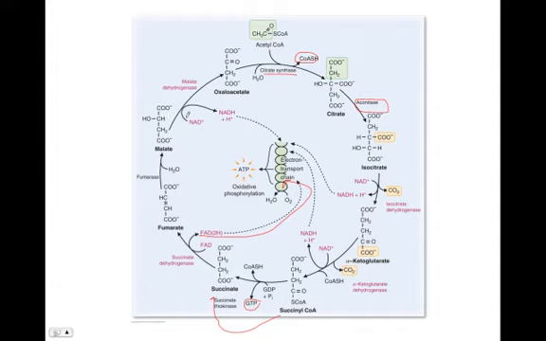It's able to move in the forward direction because oxaloacetate is kept at a reduced level within the mitochondria. Oxaloacetate is an intermediate for other pathways, and the low levels of oxaloacetate facilitate this reaction driving towards equilibrium.